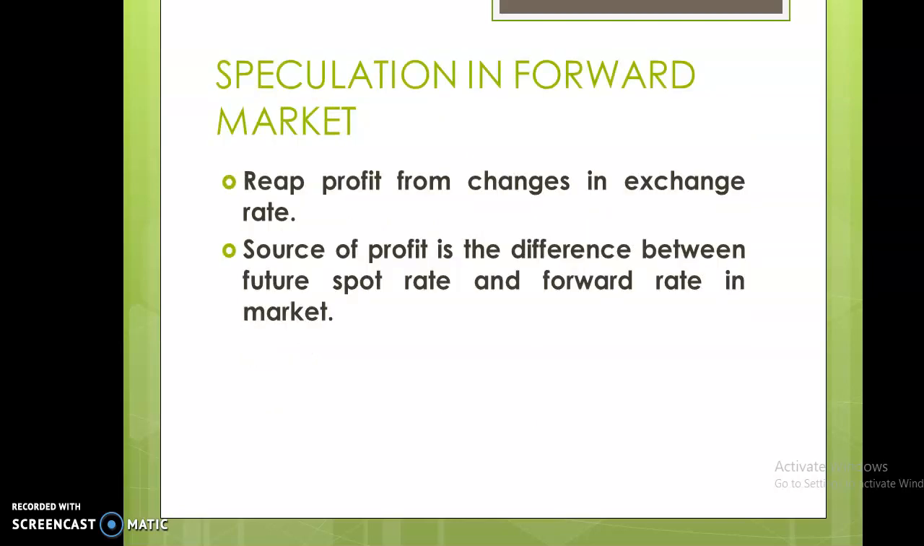But speculators enter the forward market also. Why do speculators enter the forward market? Only for one reason: if there is a difference between the future spot rate and the forward rate in the market. That helps speculators make some profit from the forward market. That's the mechanism used by speculators to make profit from the forward market. So what's the principle here? If there is a difference between the future spot rate and the forward rate in the market, speculators can make profit from one market, which is known as the forward market.